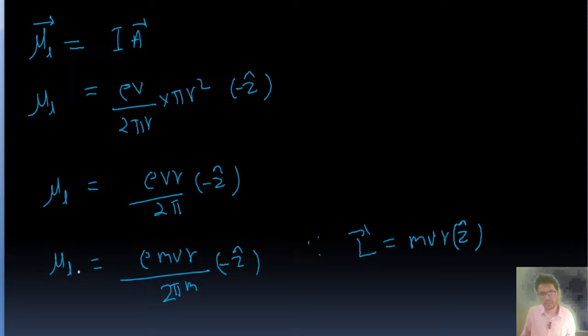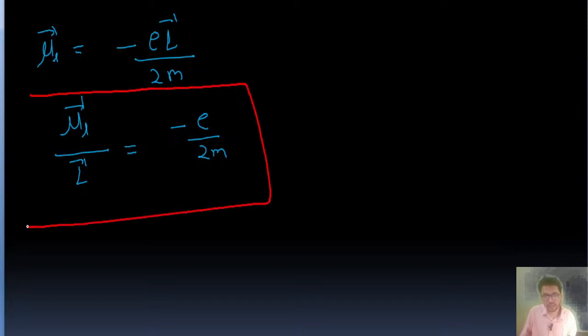So if you put this value here, this value is going to be minus e L upon 2m. And then the ratio of orbital magnetic moment upon orbital angular momentum, mu L vector upon L vector, is going to be minus e upon 2m. This is a very, very important formula, guys. Many questions you will get related to this formula. So mu L upon L equals minus e upon 2m. Okay, this is an important formula, you need to note it down.